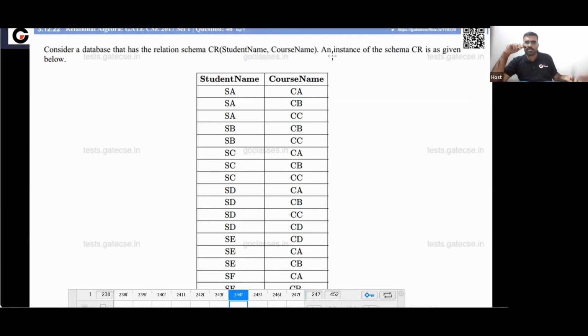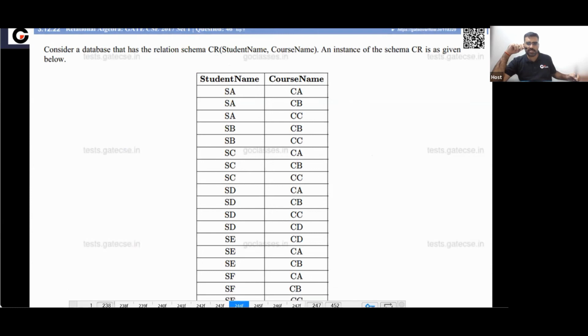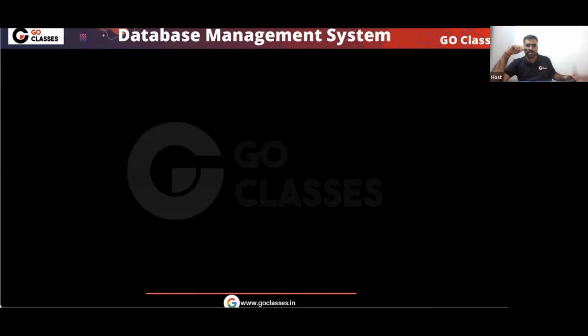Now, what about the next? An instance of this is given to you on your screen. You can check this instance. Now the question is asking this, a very simple question. So tell me, first of all, what is T1? You tell me one by one. Now we will solve this question, but before that, let's find out what T1 is.